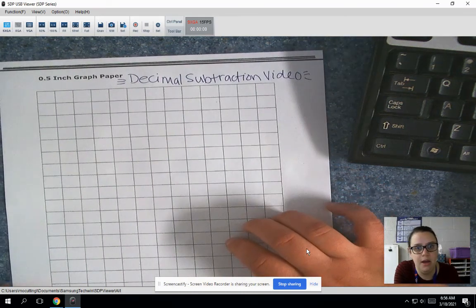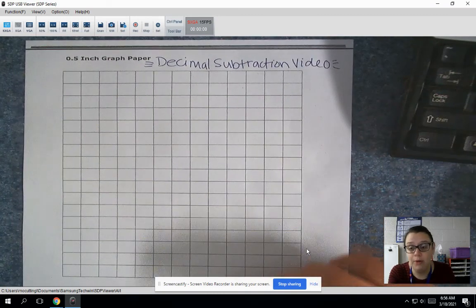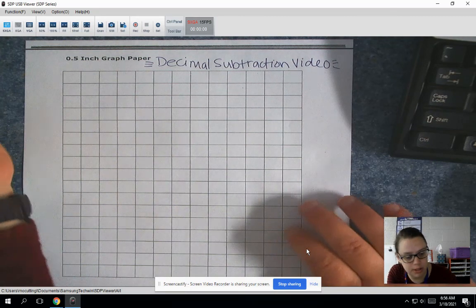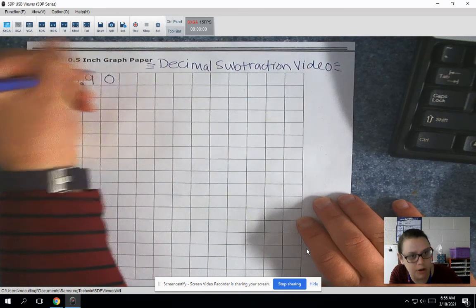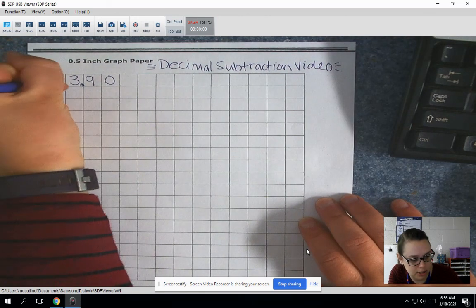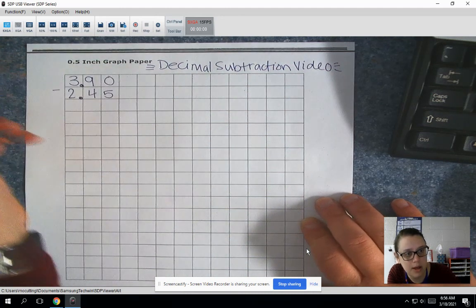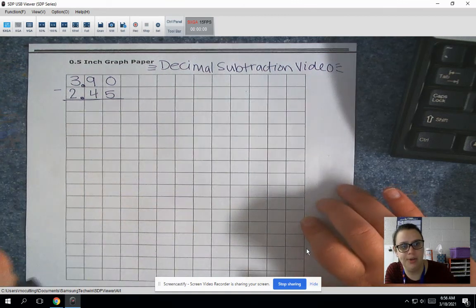All right. So with decimal subtraction, same as with addition, we need to line up our decimals. So we're subtracting pennies from pennies, dimes from dimes, dollars from dollars. So we're going to start off with 3.90 minus 2.45. My decimals are lined up. And we're going to label this.